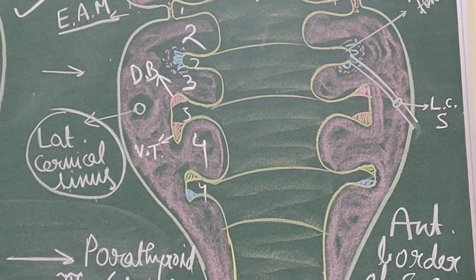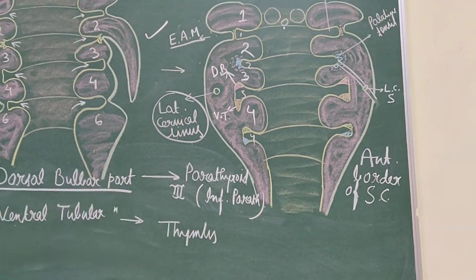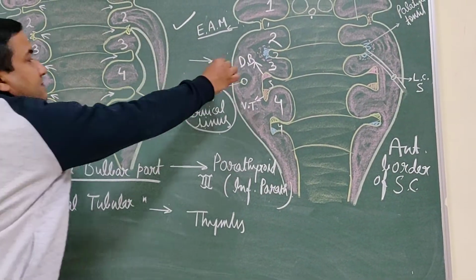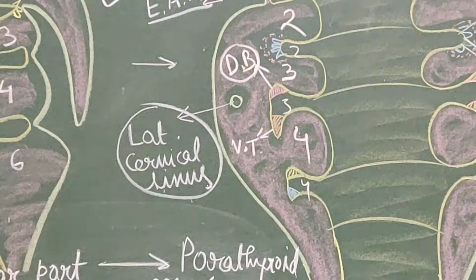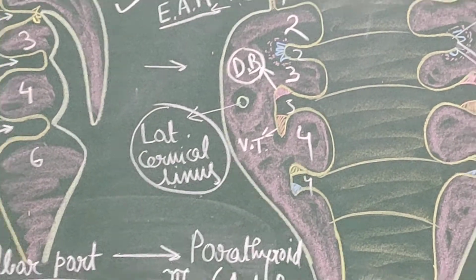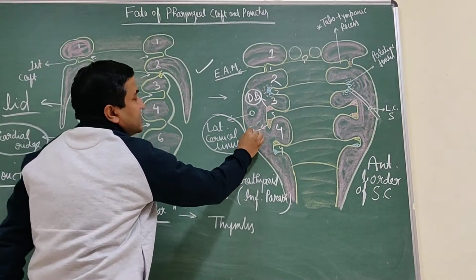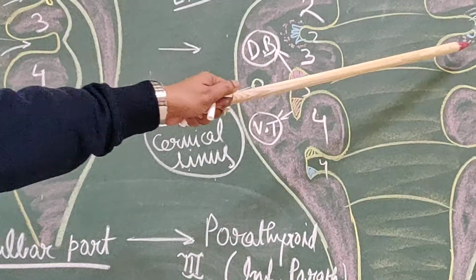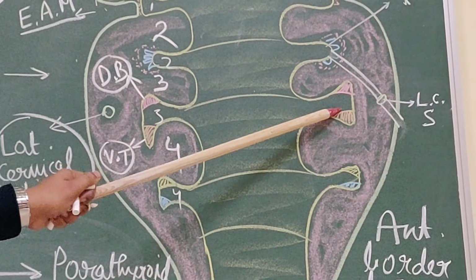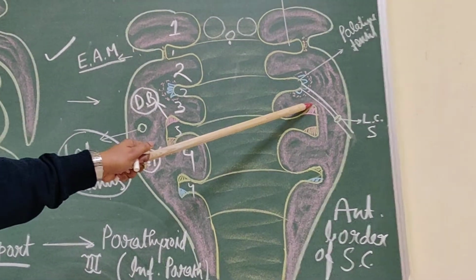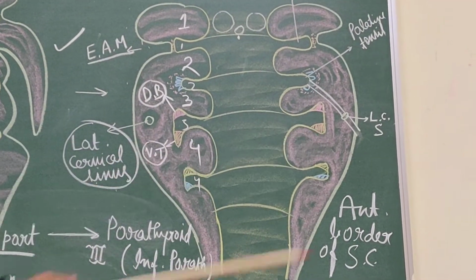It has the dorsal bulbar part. This is the dorsal bulbar part. And the ventral tubular part. This is the ventral tubular part on both sides. This is the third pouch. It has the dorsal bulbar and ventral tubular part.